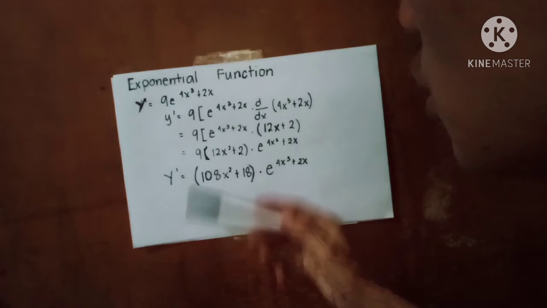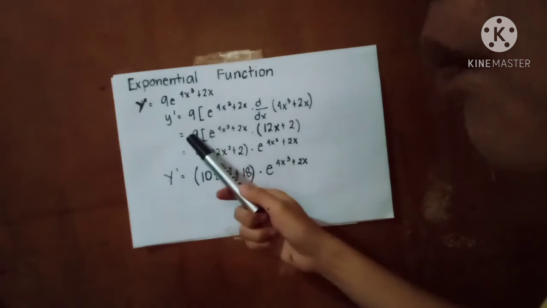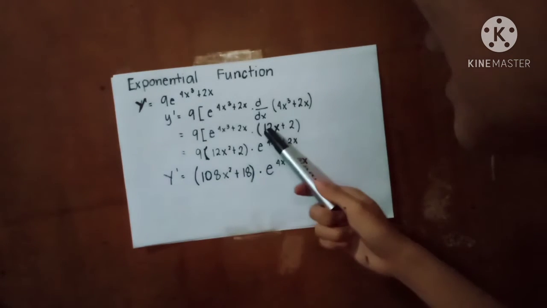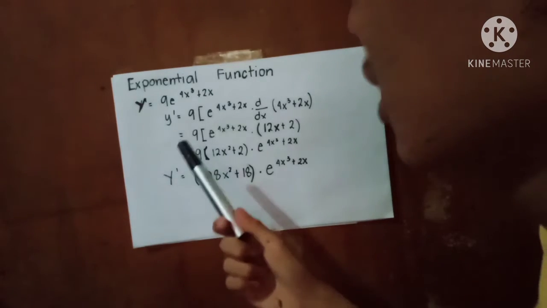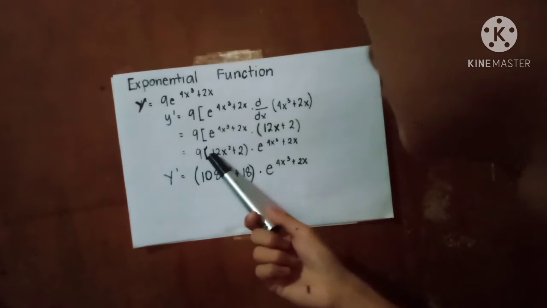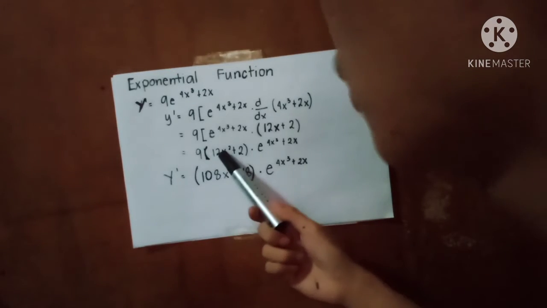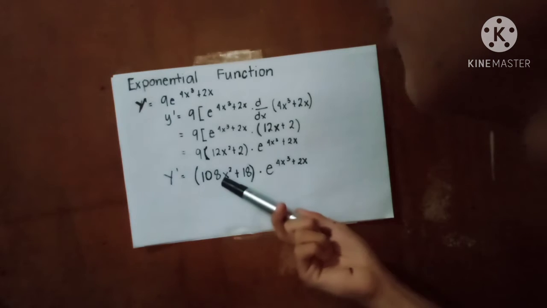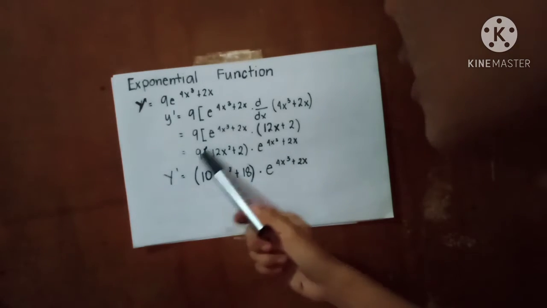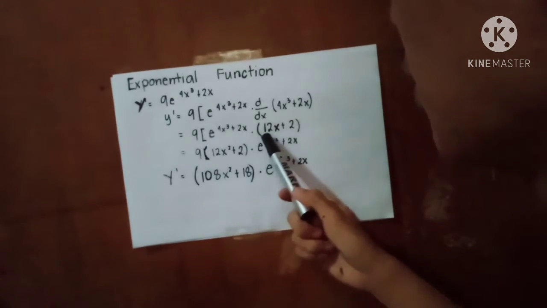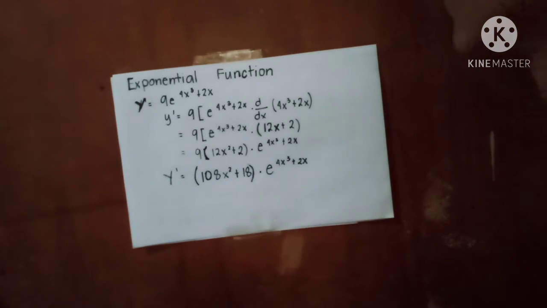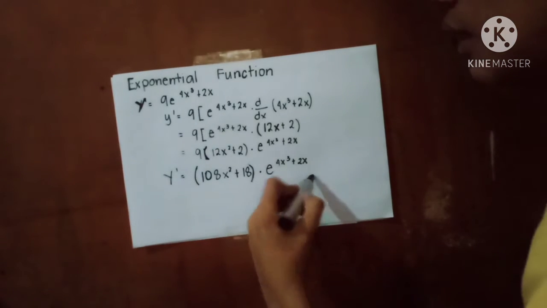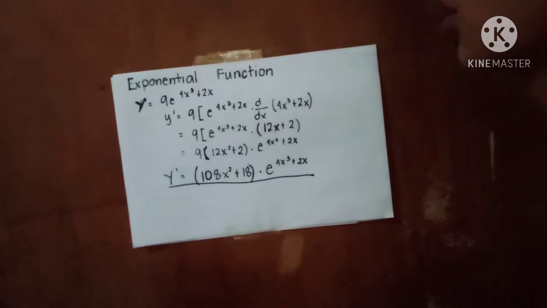So, to simplify further, i-multiply natin yung 9 sa ating parenthesis. So, using distributive property, multiply natin yung 9 sa derivative ng ating u. So, 9 times 12x squared is equal to 108x squared. 9 times 2 is equal to 18. Then, bring down na natin yung ating function na e to the 4x cubed plus 2x. Ganun lang kadali hanapin ang ating derivative of exponential function.